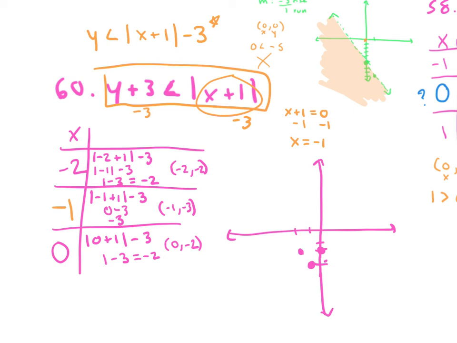Do we have a solid V here or a dotted V? Dotted. It doesn't have that equal to, so it's dotted. So we're going to connect our dots with a dotted V. And now, how do we pick where we're going to shade?